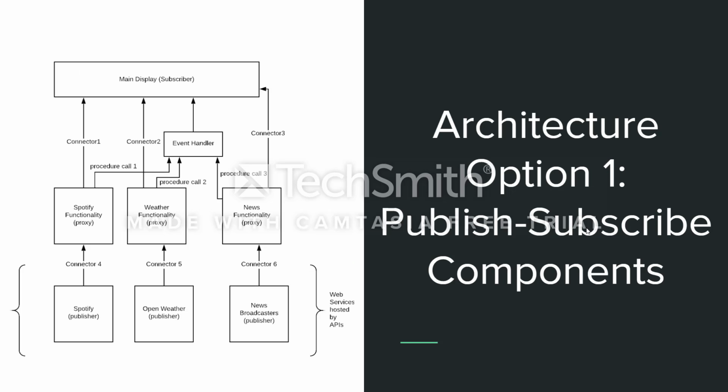So the first architecture option that I chose for this project was Publish Subscribe. The main components to it are the main display, of course, that's the subscriber, and every publisher is any API that I have as a widget. So in this case I have Spotify, Open Weather, and the news broadcasters.